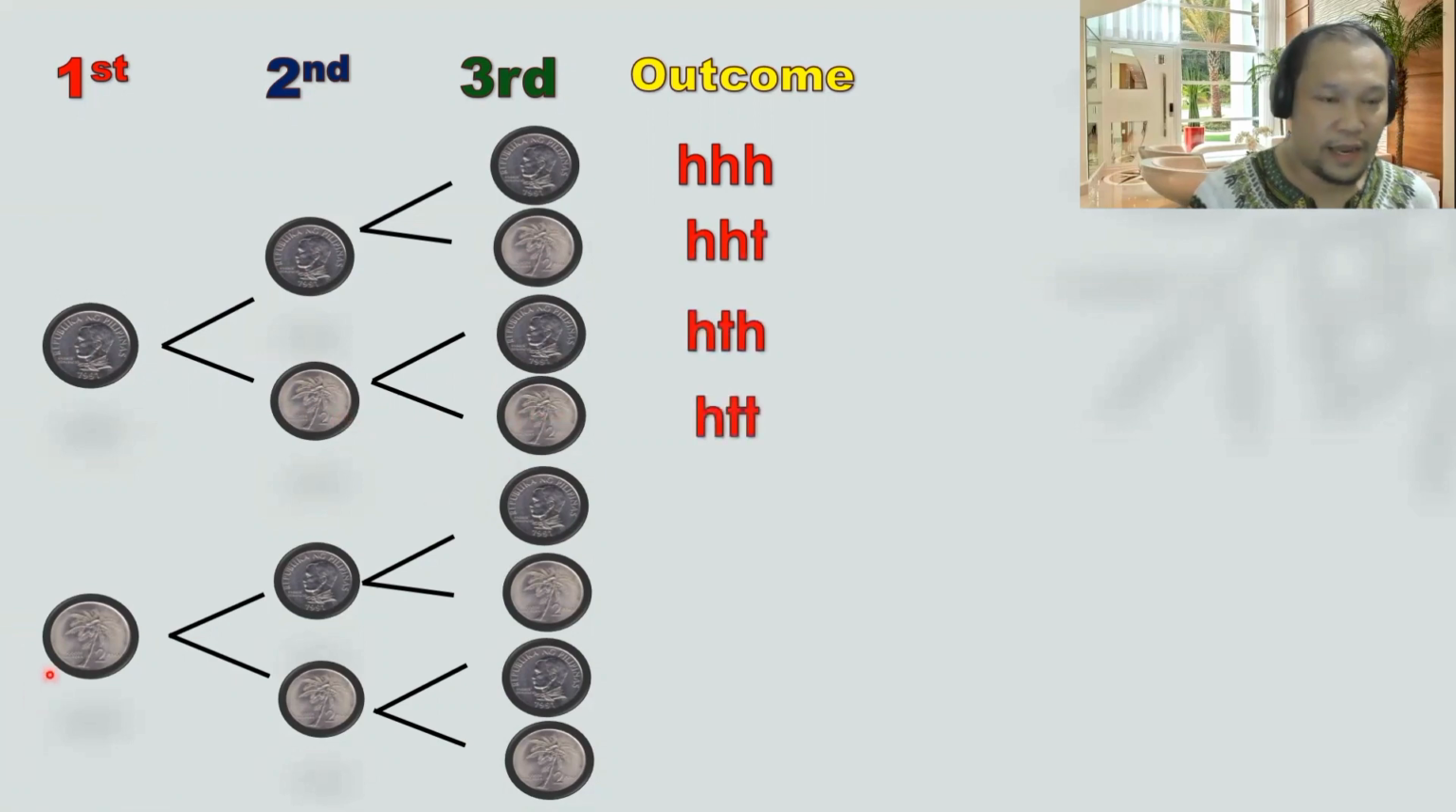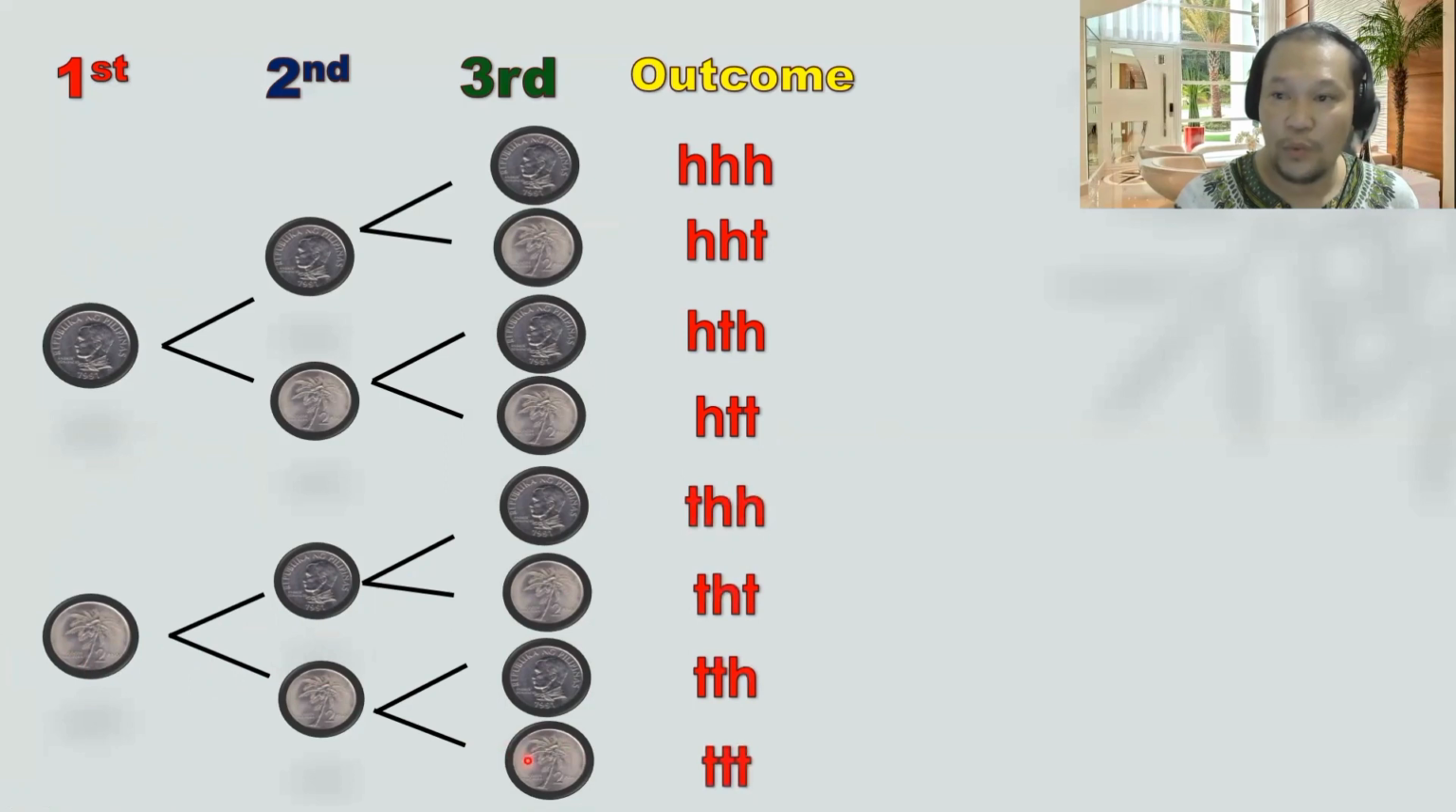Then, for the first flip being tail, we have tail, head, head. For the second one, we have tail, head, tail. For the third one, we have tail, tail, head. And the last one, tail, tail, tail. Therefore, we have 8 outcomes.